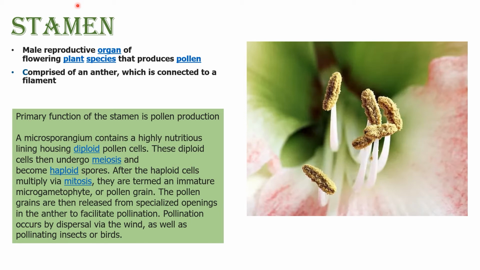Stamen. The stamen consists of two parts, the anther and the filament. It is the male reproductive organ overall, and its function is to produce pollen. You see here, there are a lot of dot-like things. These are known as pollen grains.